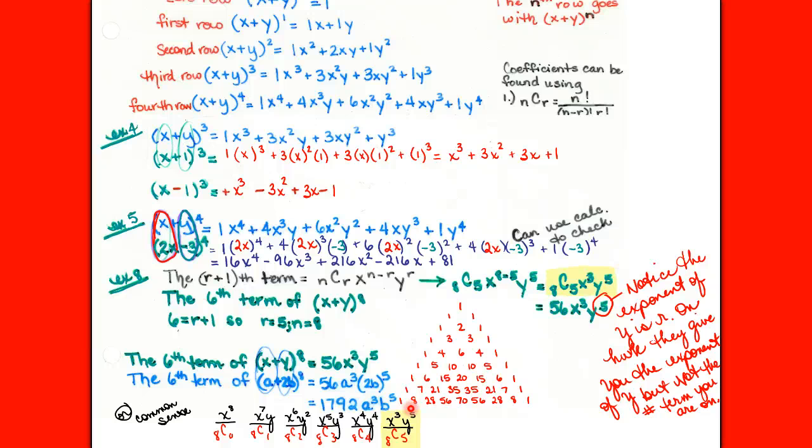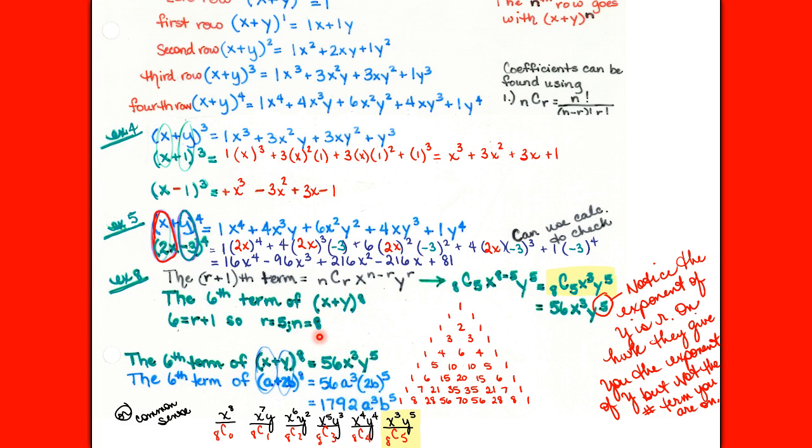If you're trying to find the r plus 1th term, you can use this formula, nCr, x to the n minus r, y to the r. All right, for our problem, we were trying to find the 6th term of x plus y to the 8th. So you can see that we've got 6 in the place of r plus 1. So 6 is equal to r plus 1, subtract 1 from both sides, and r is equal to 5. We already know that n is equal to 8 because the nth row goes with x plus y to the n. We were on the x plus y to the 8th, so we know n is 8.